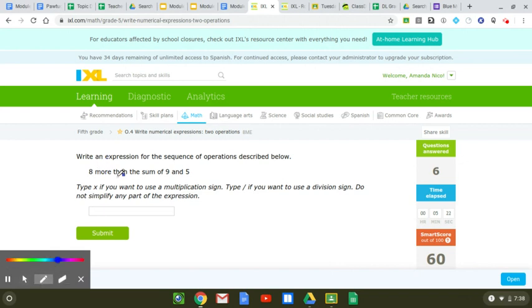Okay, we have 8 more than the sum of 9 and 5. So sum means the answer to 9 plus 5. So I would do 9 plus 5. Okay, and then I have 8 more than that, so I would add another 8.